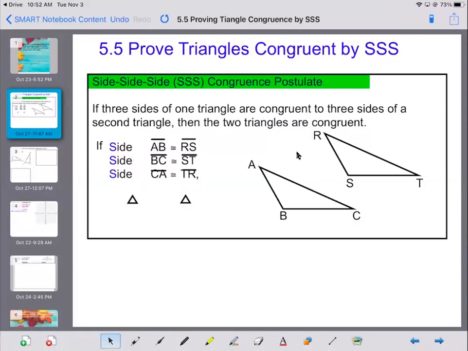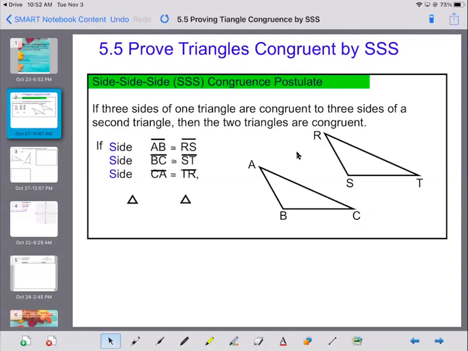So this one's really important. Make sure you copy this into your notebook. It says if three sides of one triangle are congruent to three sides of another, then the triangles are congruent. So yesterday we were talking about how all the pieces had to match, right? But in this case, if you use the side, side, side postulate, you don't have to show everything. You just need to show all three sides are the same.